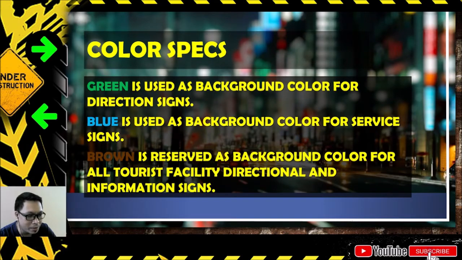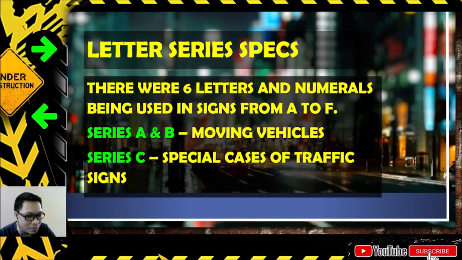Then we have fluorescent orange, used as background color for roadwork signs whose legends relate to personnel working. So if we have signs intended for personnel working, we will make use of fluorescent orange. Then we have green, used as background color for direction signs. Blue is used as a background color for service signs, and brown is reserved as background color for all tourist facility directional and information signs.